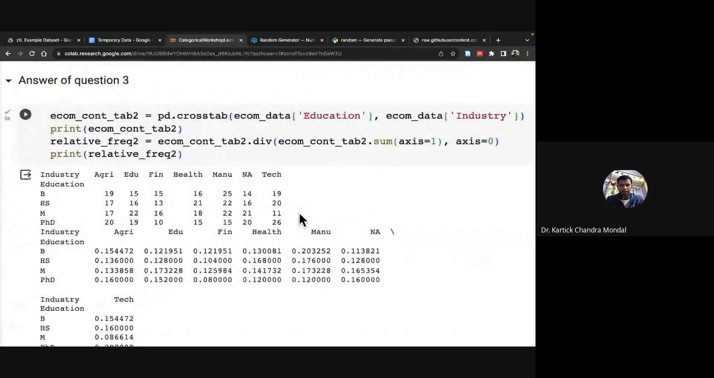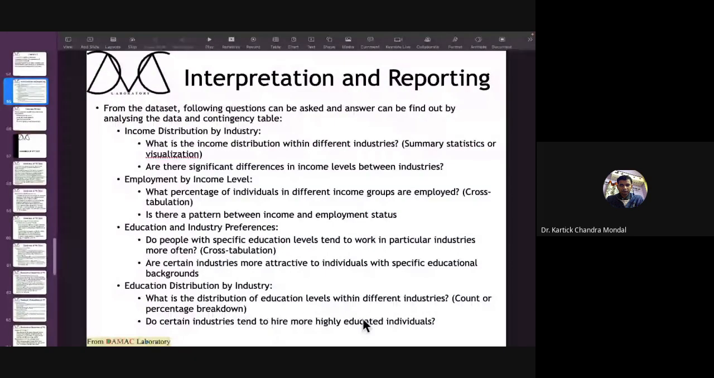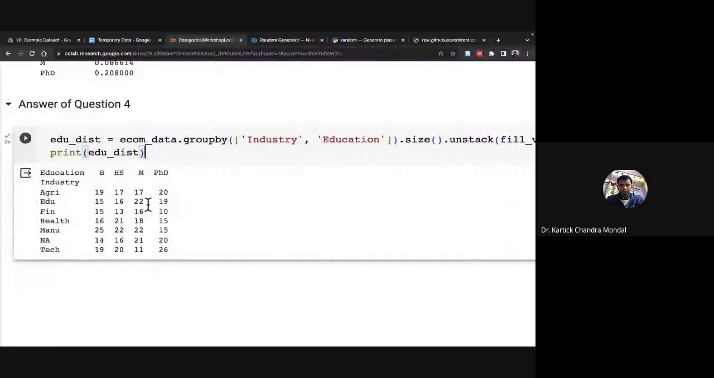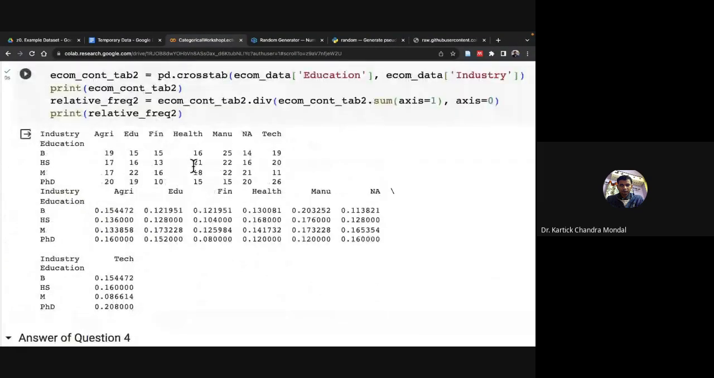Okay. So this is the total number of persons based on this education and industry. The distribution of the number of people. Now, do certain industries tend to hire more highly educated individuals? So for the PhD degree, you can see the same result which you have seen here.